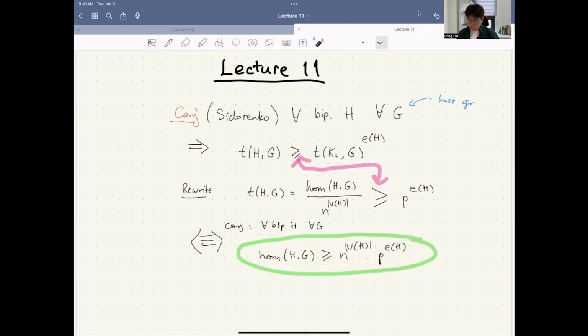In a random graph, you have n choices for each vertex of H, and for each choice of placements of the vertices of H, then for every edge of H, you need to see an edge, which happens with probability P, independent of all other pairs. So this is last time.